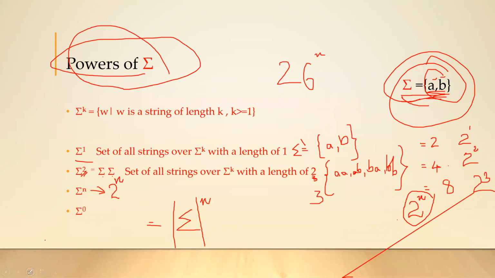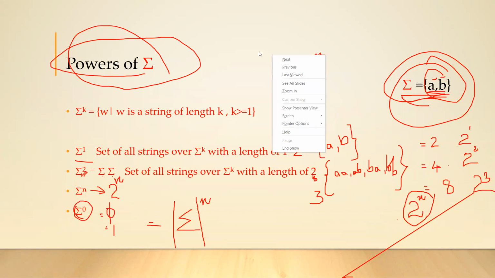Now, you can even make something which has no length. Of course, it will be your null set. Or you can say you will have only one element, which is your null string.